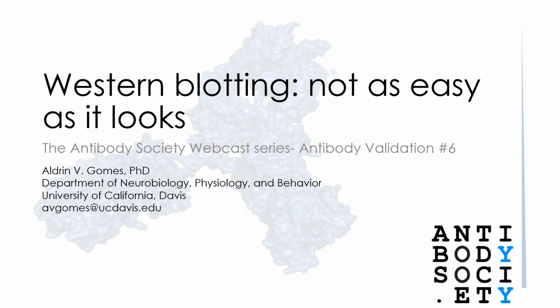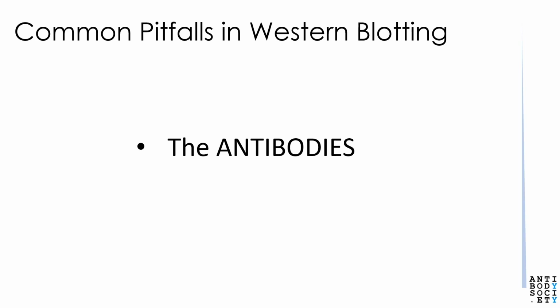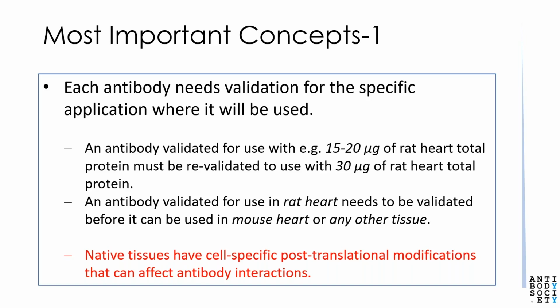An antibody is critical because it allows us to detect the target. And the most important pitfall is that antibodies are not validated for the specific Western blot they're going to be used for. By this, we mean each antibody needs to be validated for the specific tissue and amount of total protein that is going to be used. For example, if an antibody has been validated for rat heart, it will work great for that. However, if you're going to use it in mouse heart, you have to independently validate it for that mouse heart, because each tissue has different cell-specific post-translational modifications. There are modifications on these proteins that you may be targeting that may cause the antigen and antibody interaction to be different between these different tissues. So we have to validate it specifically for every different tissue you're going to use.